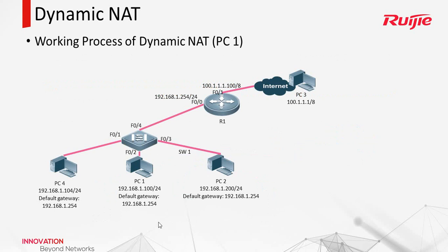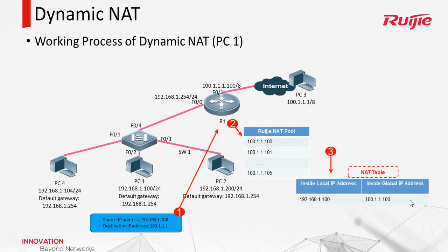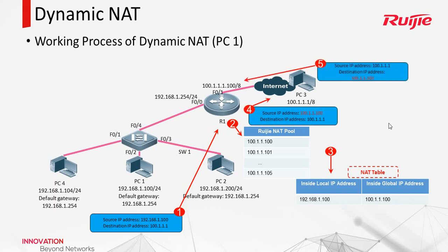Here is the working process of dynamic NAT. First, PC1 sends to Router 1. Router 1 checks the pool and chooses one address to translate. Then it sends the packet with the new source IP address to PC3.